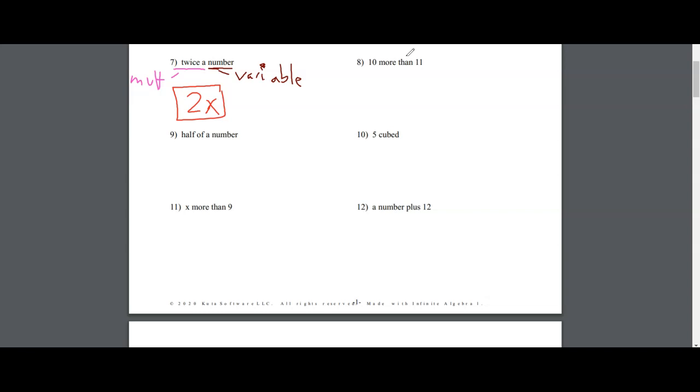Okay, on to 10, which is 5 cubed. Now, we know that cubed represents an exponent, and specifically, if we are cubing something, that is raising something to the power of 3. So we have 5 cubed, or raised to the power of 3.